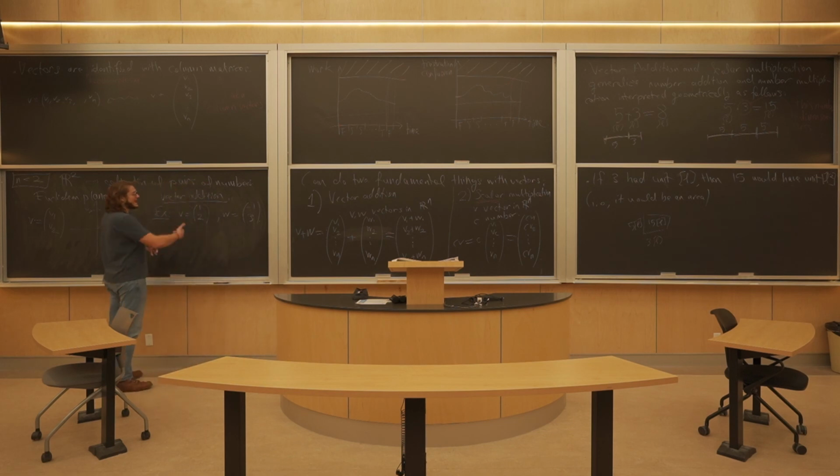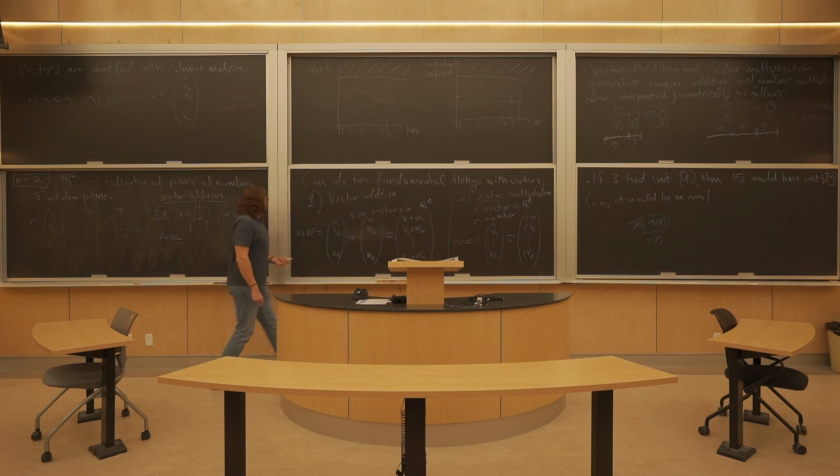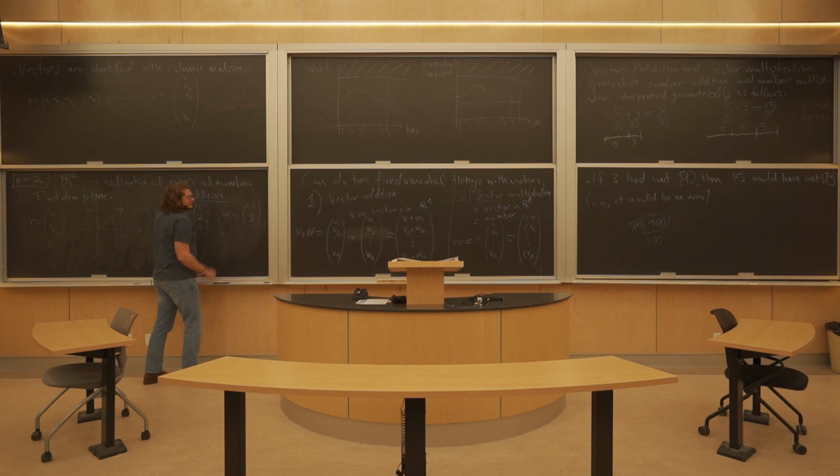All I need to do is to add the entries. Let me do this explicitly at least once. So 1 minus 1 is the first entry. And then the second entry is 2 plus 3. And I have only 2 entries. So the end result is yet another vector whose entries are 0 and 5.